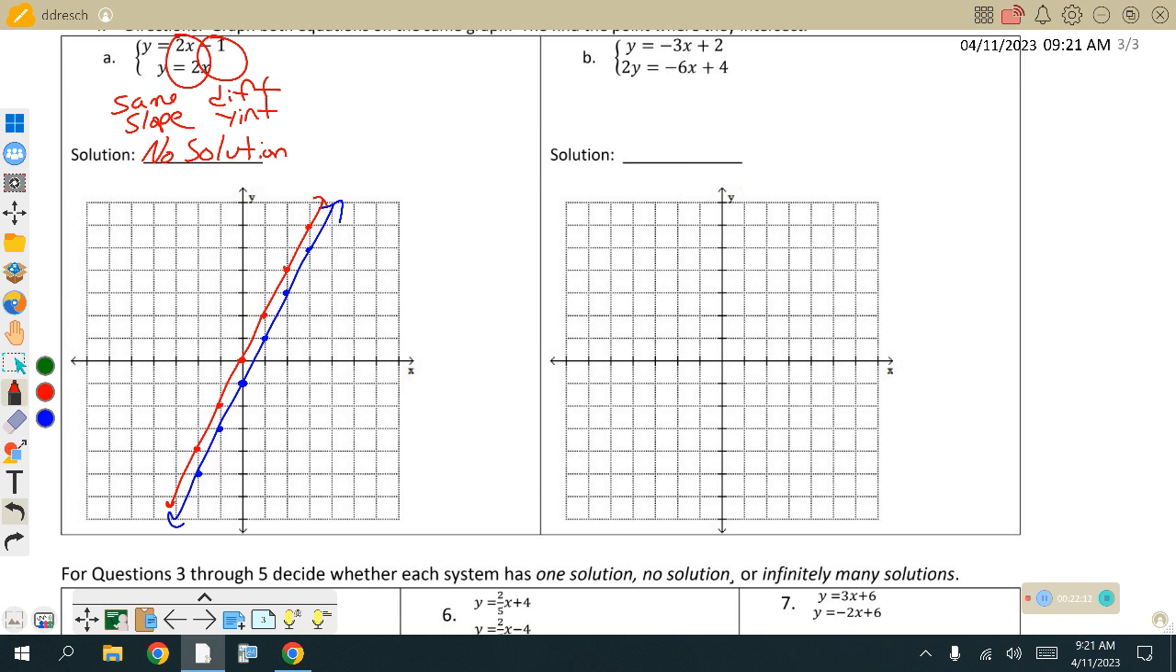So when we go graph this next one here, y-intercept is 2. Slope is what? -3. So what's that? Negative. Down 3. So 1, 2, 3. Right 1. So down 3, right 1. Give me a few points off of that.